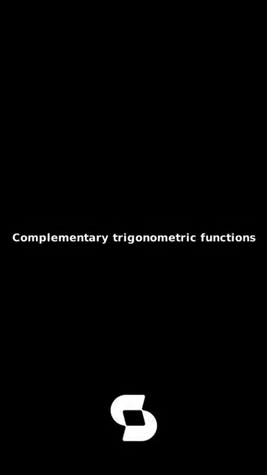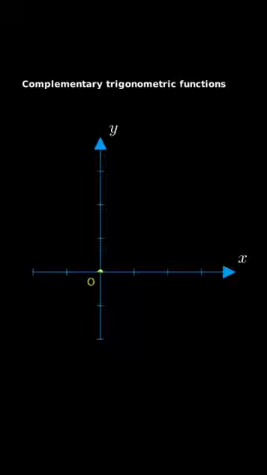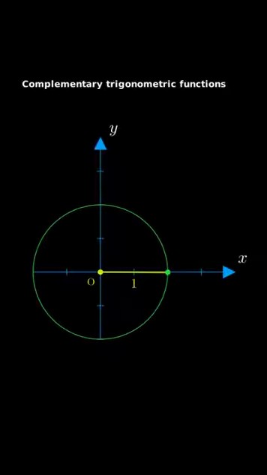Complementary trigonometric functions explained. Let's start at the origin, point O. We draw a segment of length 1 on the x-axis. If we rotate this segment, its endpoint traces a circle of radius 1, the unit circle. We fix the line at an angle. This new point is P.